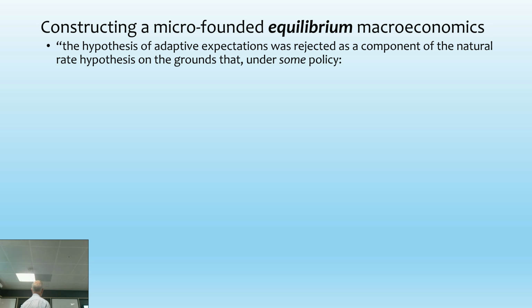And my favourite is here. This is from Lucas. I think this is the paper that actually gave rise to what's called the Lucas critique, which people focus upon and say that's a valid reason for criticising macro models. Even Marxist friends of mine will come up with statements like that on occasions. But they miss this little bit, saying the hypothesis of adaptive expectations was rejected as part of the natural rate hypothesis. In other words, the hypothesis that there is a natural rate for the economy, on the grounds that under some policies, the gap between actual inflation and expected inflation was positive or non-zero.